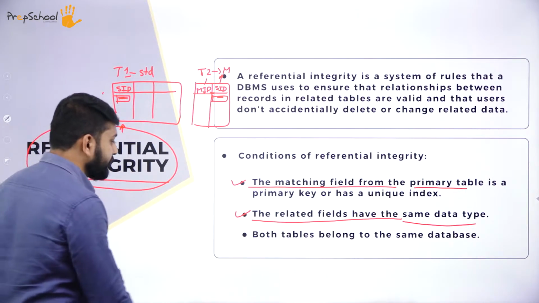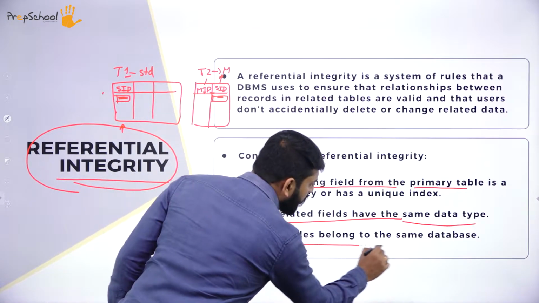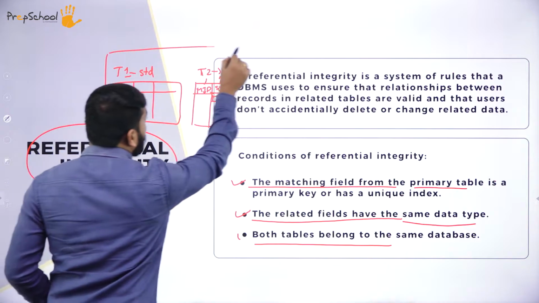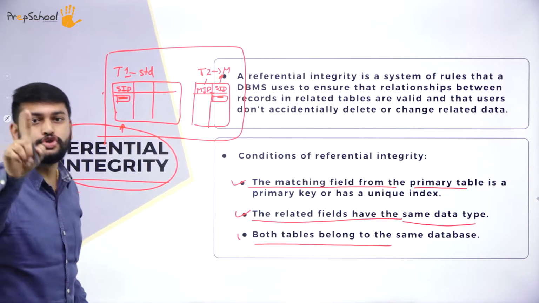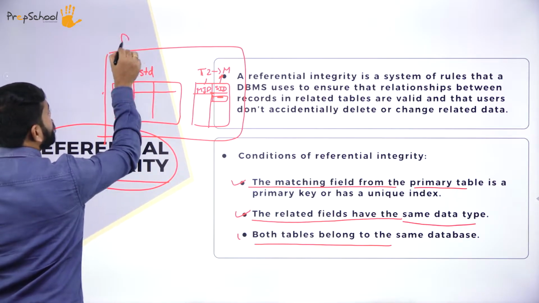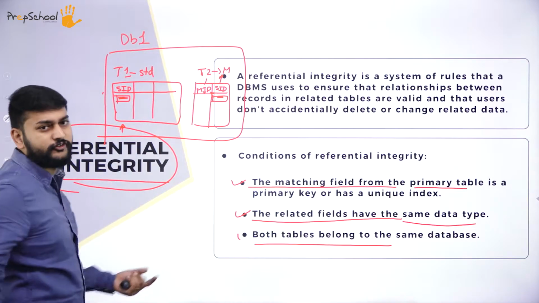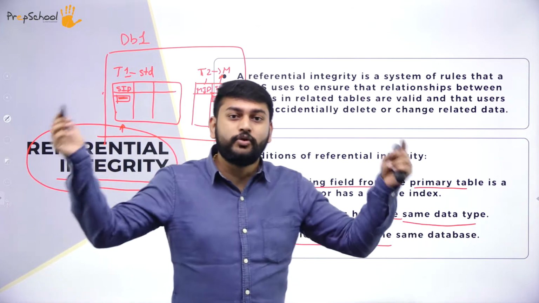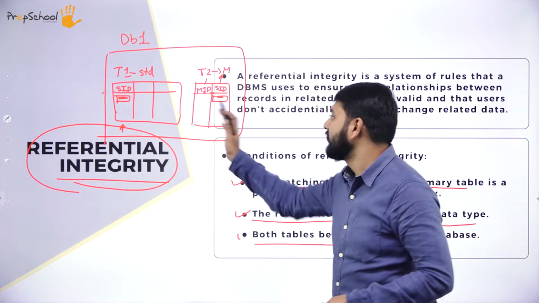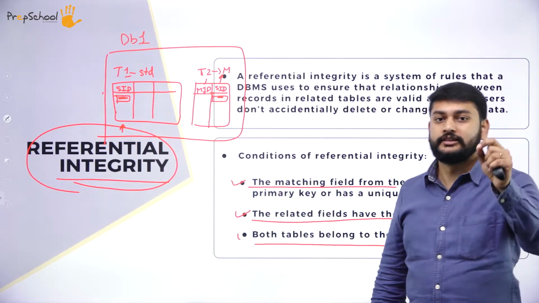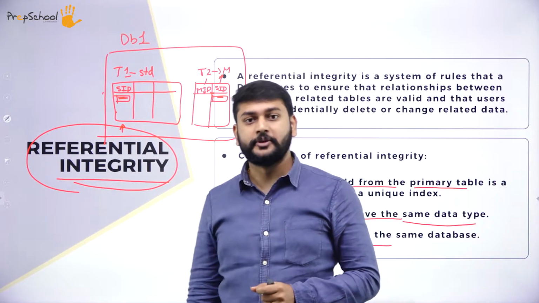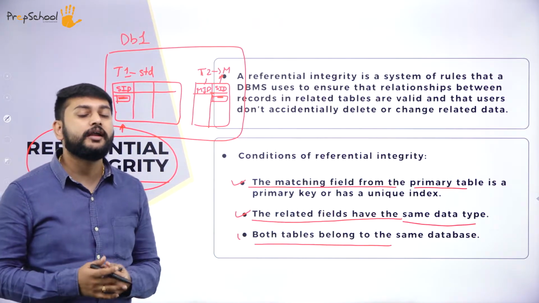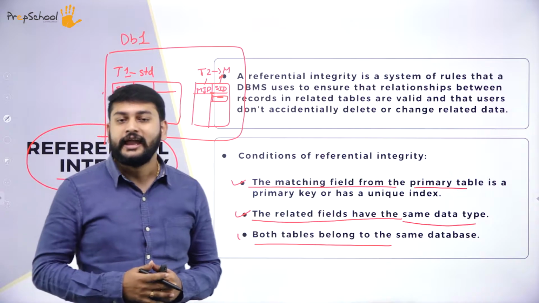What is the third one that I have? Both the tables belong to the same database. So these two tables should be there in one database. So I will call it DB1. What is the meaning of DB1? I'm just writing the name of the database. So within one database, I should have these two tables. That is the third condition that you have to remember. These three conditions are very, very important when we are discussing referential integrity.